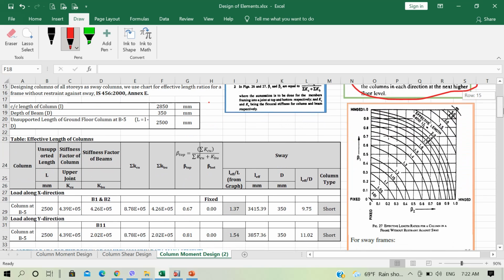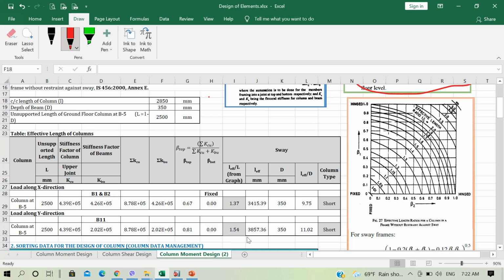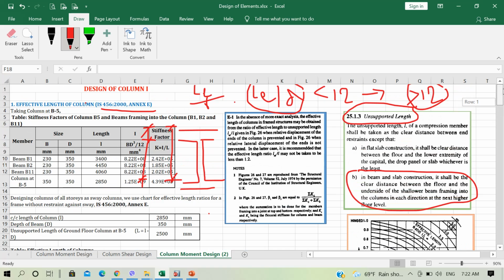So after calculating the unsupported length, I have here one table, and if you see it from Annex E, in the E1 section, what does it say is that in the absence of more exact analysis, the effective length of columns in framed structure may be obtained from the ratio of effective length to unsupported length given in figure 26 when relative displacement of the ends of the column is prevented, and in figure 27 when relative lateral displacement of the ends is not prevented.